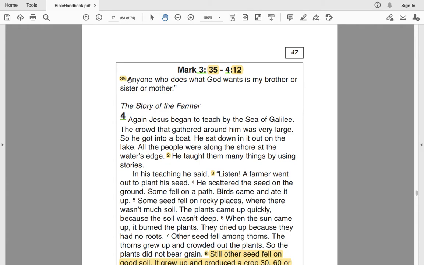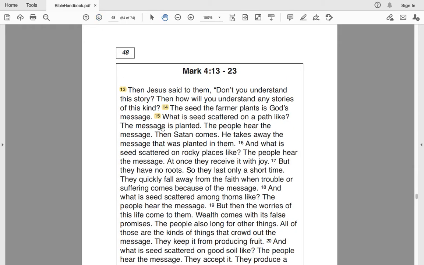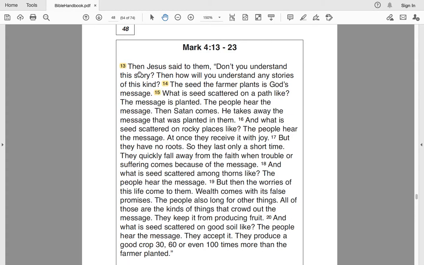I've done a couple of them here for you. 35, that's verse 35. Number 2, that's verse number 2. Verse number 3, the same thing on page number 48. This is verse number 13, 14, and 15. I don't want to forget about these up here because this is a chapter, this is a verse, this is a verse. So I underline the chapters and I circle the verses.